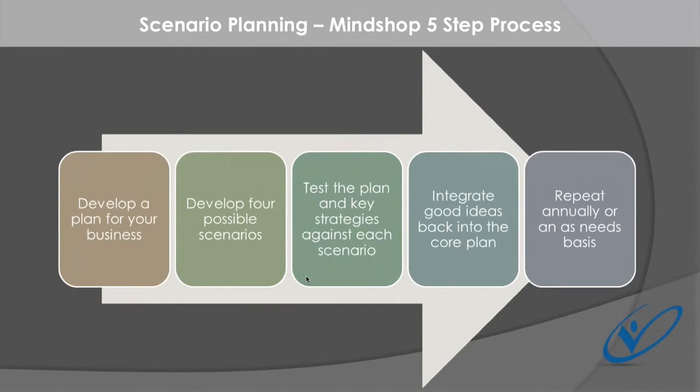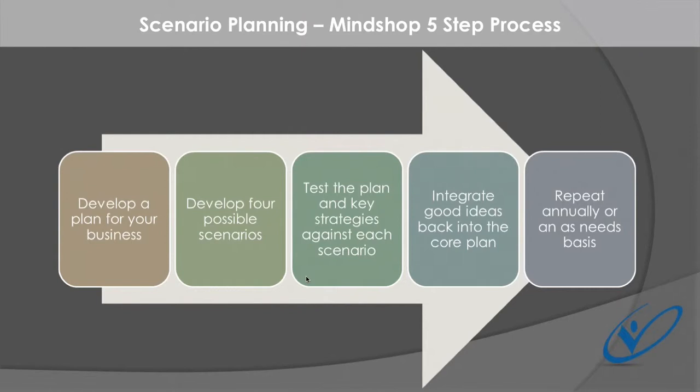But you need to have a plan, some simple strategies, 3 or 4 simple strategies that you're going to focus on to get your business moving in the next 3 to 5 years. And then what you do is you develop 4 possible scenarios in our methodology today. So you analyze the business environment. We're going to show you a simple tool for doing that.